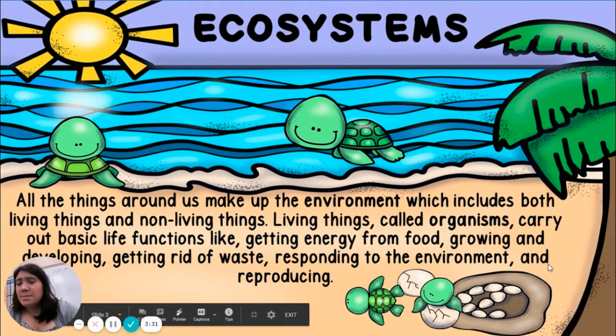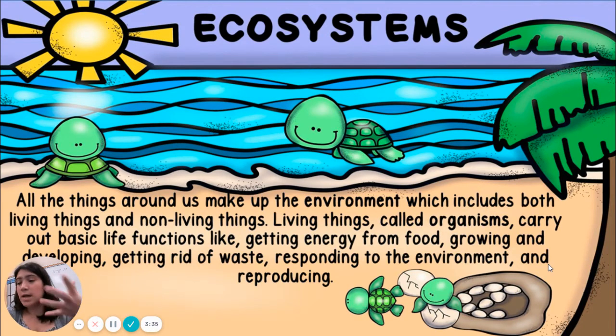All the things around us make up the environment, which includes both living things, which is us, animals, plants, and non-living things. Living things are called organisms. So organisms is going to be something that we are going to be using on a regular basis. So this is something that I really need you to make sure that you understand, because organisms is one of our main vocabulary words for this unit.